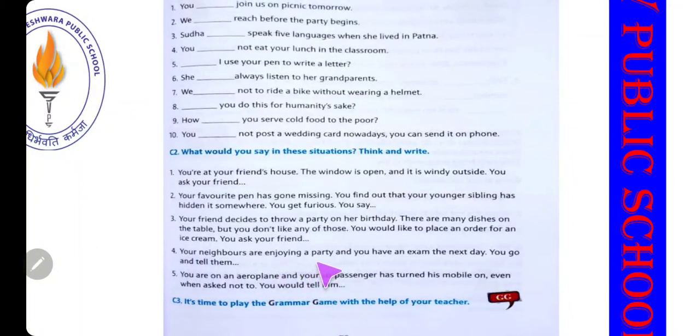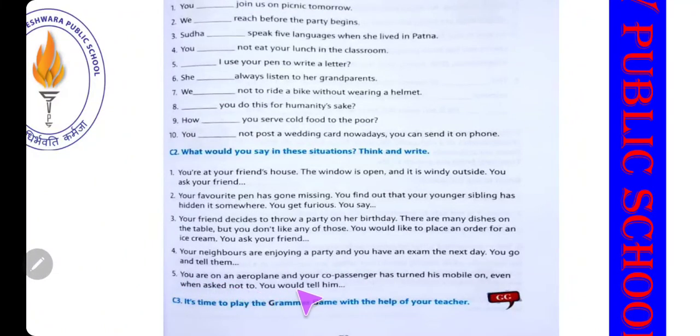Your neighbors are enjoying a party and you have an exam the next day. You go and tell them. So what happens? Your neighbors are enjoying a party with loud music and it's very disturbing for you to prepare for your exam which is the next day. So what are you going to tell your neighbors? You are going to write that.